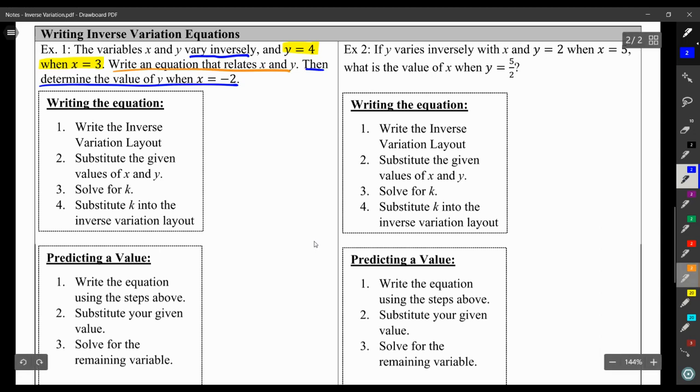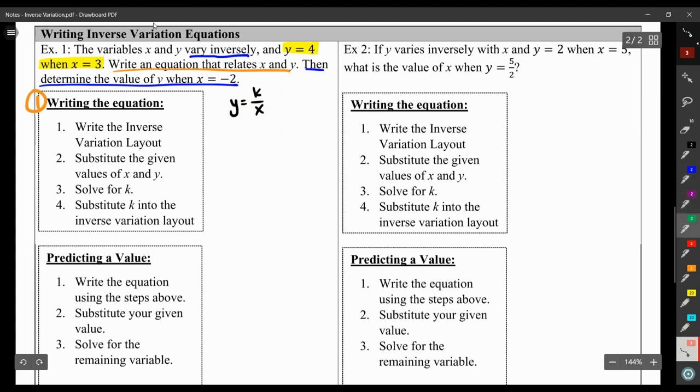So the first thing we're going to do is write the equation that relates x and y. So that's this first step. The inverse variation layout is y equals k over x. What they've done is they've given you what happens with two variables. If y is 4, that means x is 3. Those two are related, it's like a coordinate point, 3, 4. So what we have in our equation is we have y, we have x. We're missing that constant of variation here.